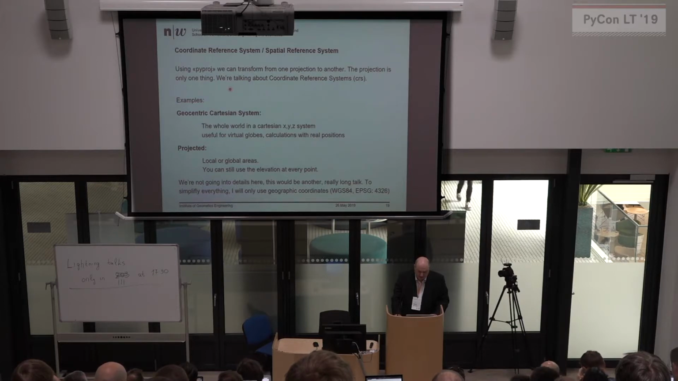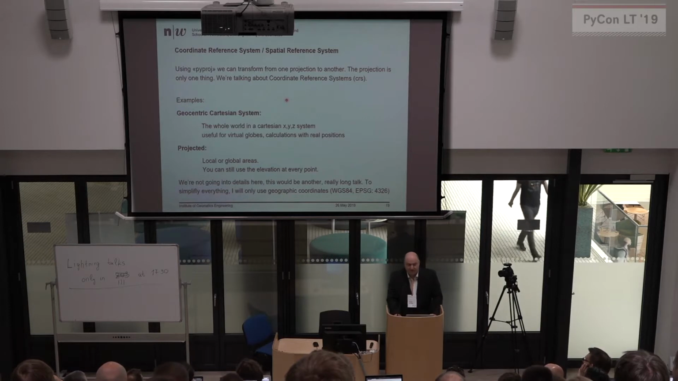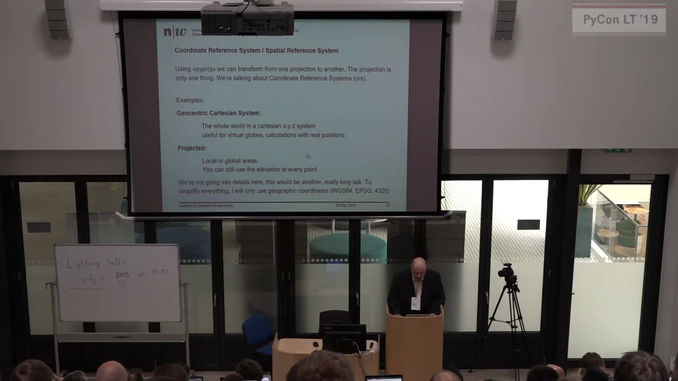And there are basically two very important systems. One is the geocentric Cartesian system. It's just a Cartesian system, X, Y, Z, where we have the Earth. But in general, if we do these visualizations, we use 2D, so we use a projected system. And for this projection system, WGS84, usually they take the EPSG code, from the European Petroleum Survey Group. They have a code for every projection system, and 4326 is for WGS84.